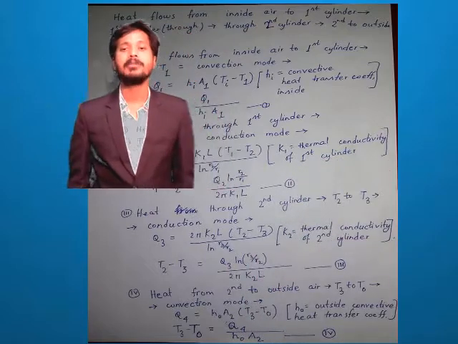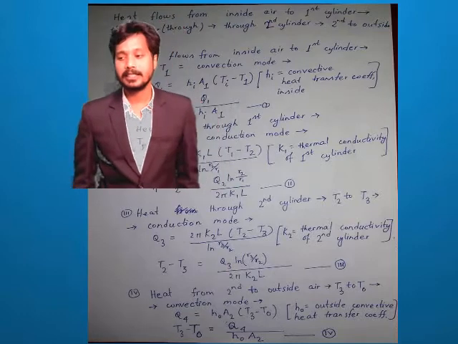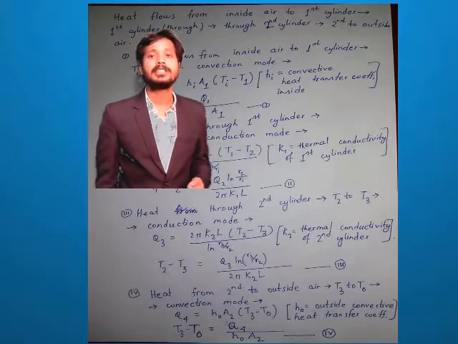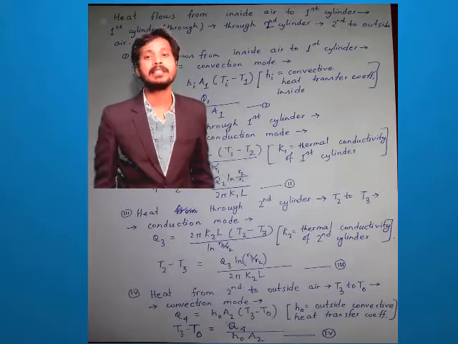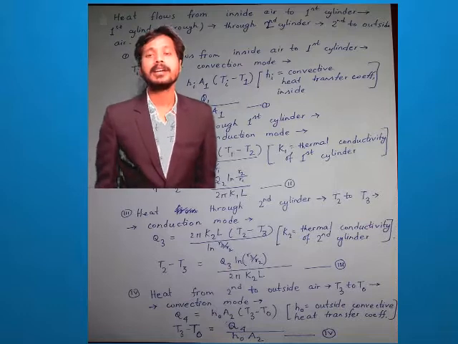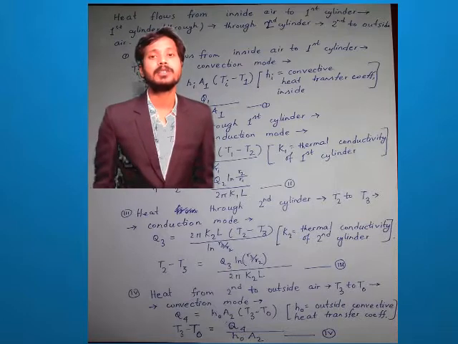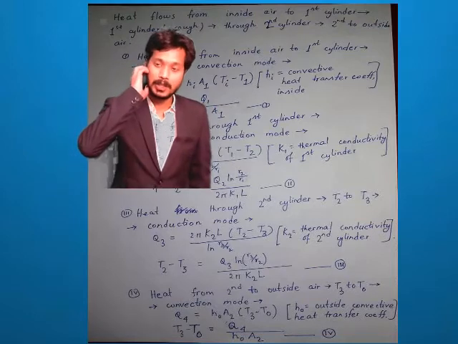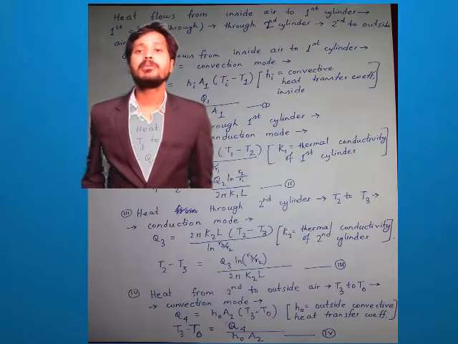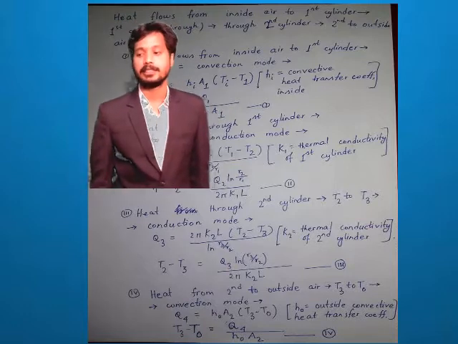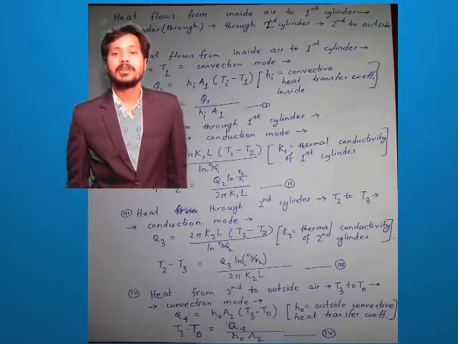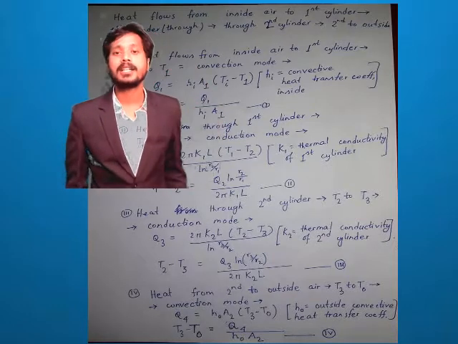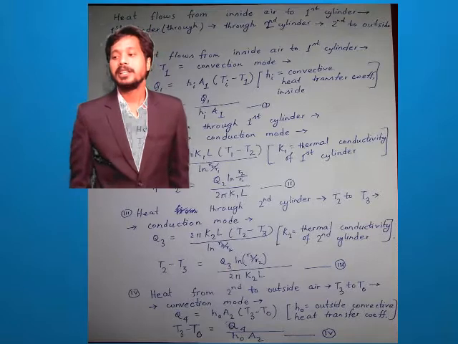In the third step, heat continues to flow from the first cylinder to the second cylinder, meaning through the second cylinder heat will flow. Now here Q3 will become 2 pi K2 L (T2 minus T3) by ln of R3 by R2. Okay, so what is this K2? Thermal conductivity of the second cylinder. So we can write T2 minus T3 equals Q3 into ln of R3 by R2 divided by 2 pi K2 L.